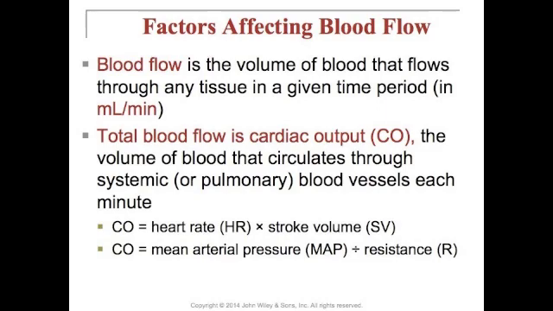Factors affecting the blood flow. This is also called hemodynamics, and this starts on page 784. Blood flow is the volume of blood that flows through any tissue at any given time period, and this is measured in milliliters per minute. The total blood flow is the cardiac output, the blood volume that circulates through the systemic or pulmonary blood vessels each minute.